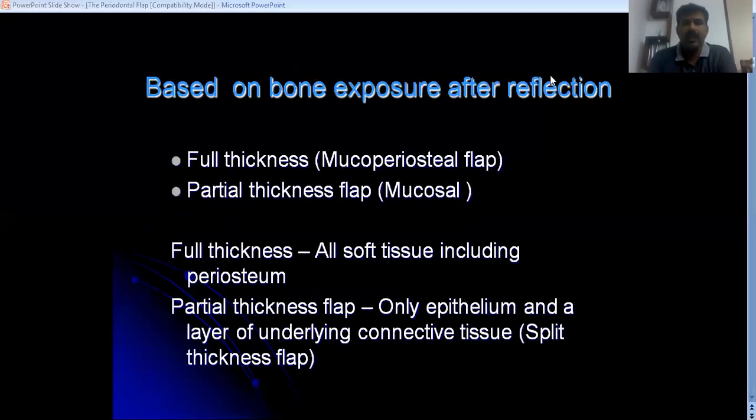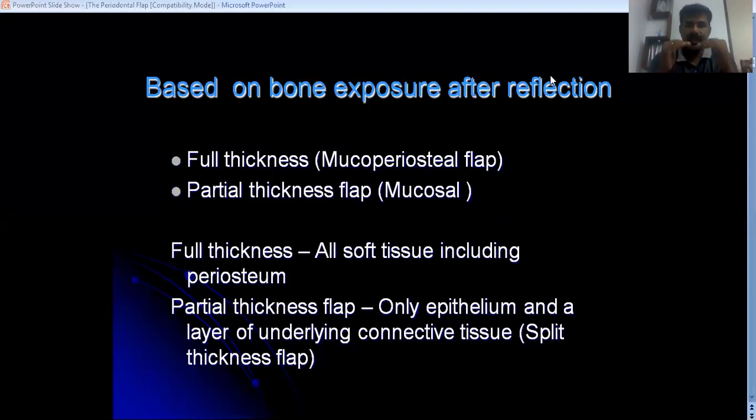Now, based on bone exposure after flap reflection, based on the thickness of the flap, you can classify the flap into two. One is called a mucoperiosteal flap or the full thickness flap. And the second type of flap is known as the partial thickness flap, otherwise known as the mucosal flap. Now, whenever you need exposure of the underlying bone, you need a full thickness flap.